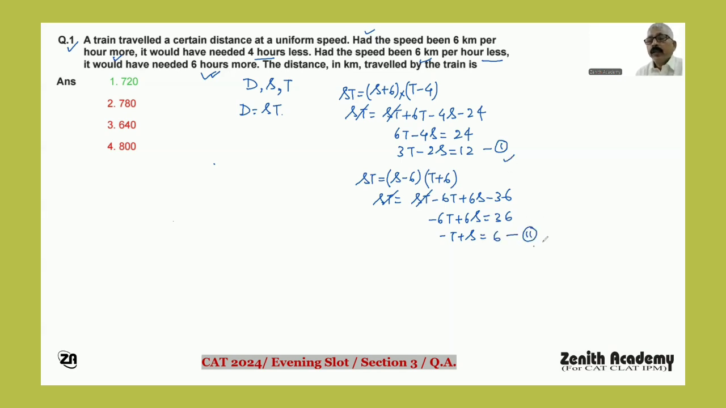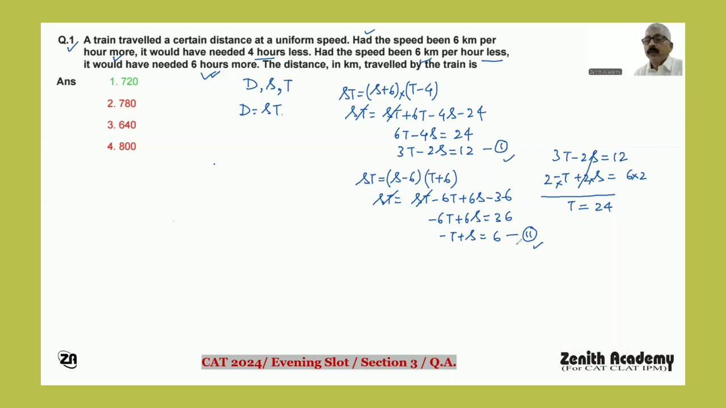On solving equation number 1 and 2, we can get the value of t and s. Here it is 3t minus 2s is equal to 12, and this is minus t plus s is equal to 6. Multiply by 2, so it is minus 2t plus 2s is equal to 12. Now add. It is minus 2s and plus 2s, so they cancel. And 3t minus 2t is t, and here 12 plus 12 is going to be 24. And t is 24.